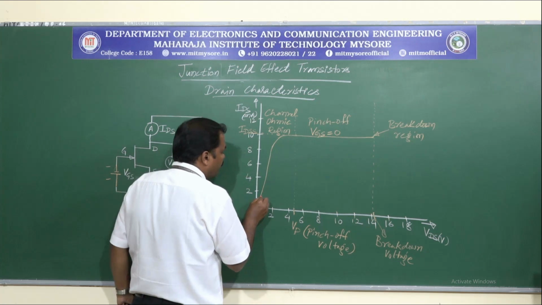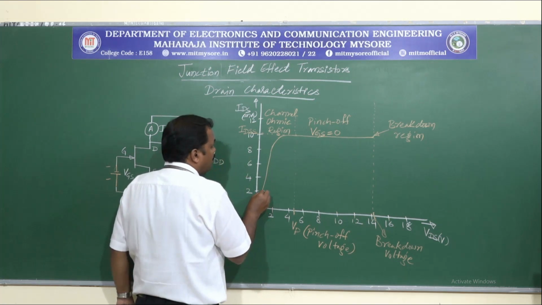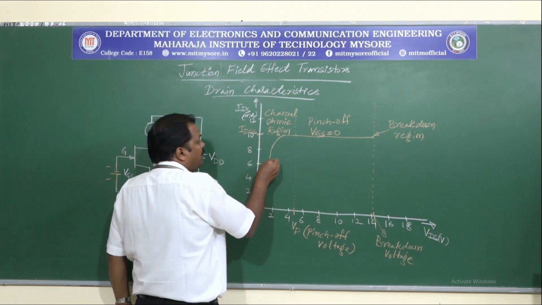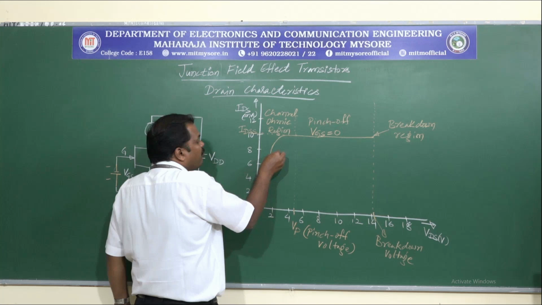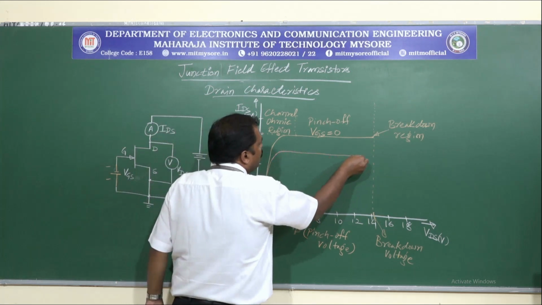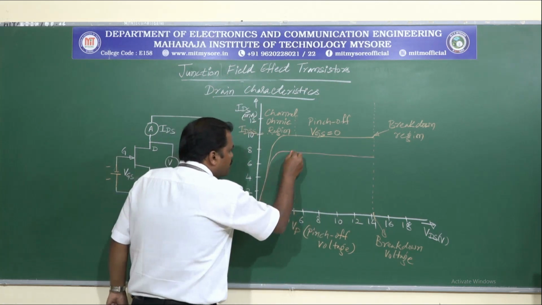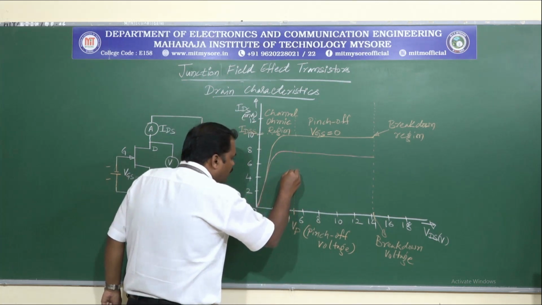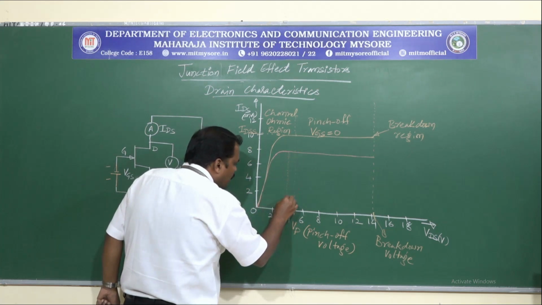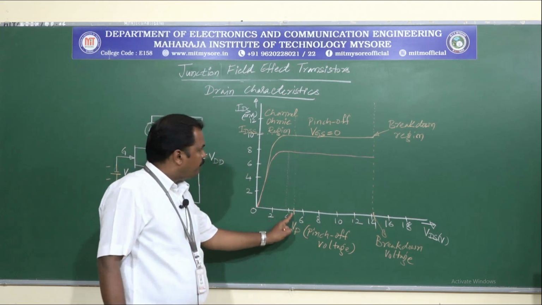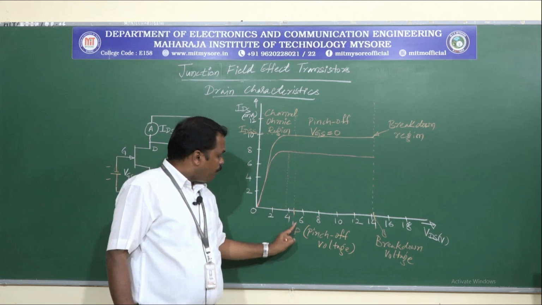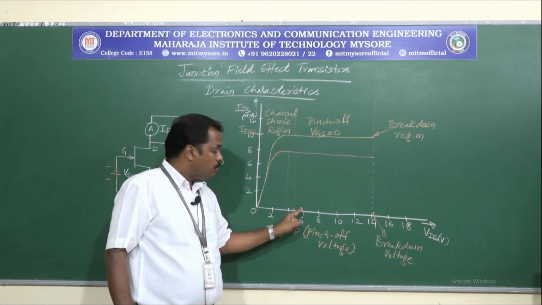Again there will be a linear increase, and the saturation will occur at an earlier value of VDS. So saturation or the pinch off may occur before 4 volts as compared with VGS equals to 0. When VGS was equal to 0, the pinch off voltage was occurring after 4 volts.